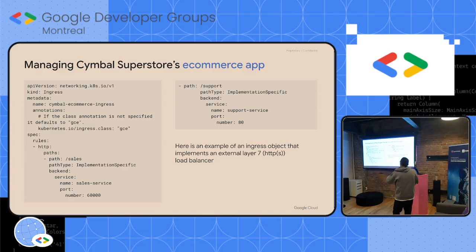Basically, this object is telling us that to reach my application at /sales, I need to reach a backend with my sales service listening on port number 6000. A lot of numbers. Cool.